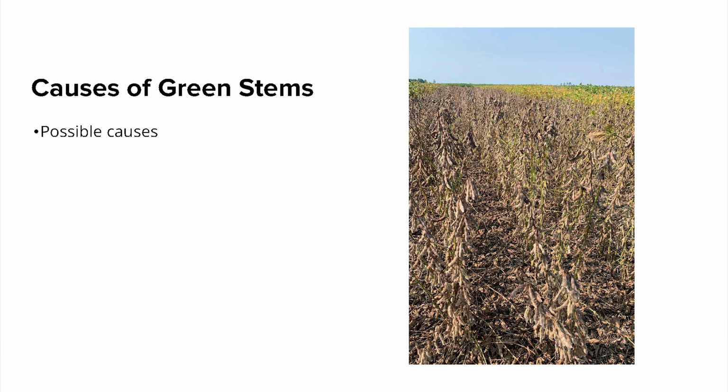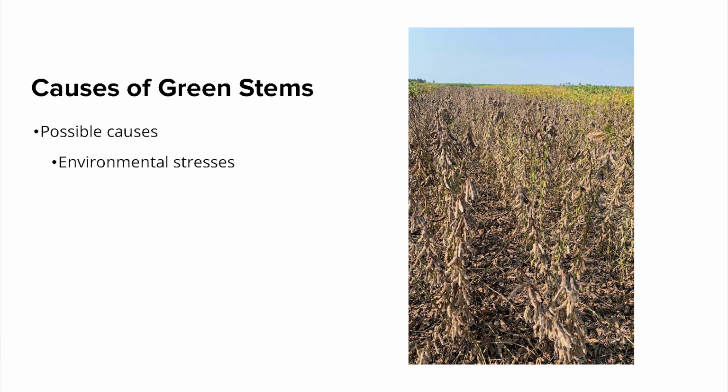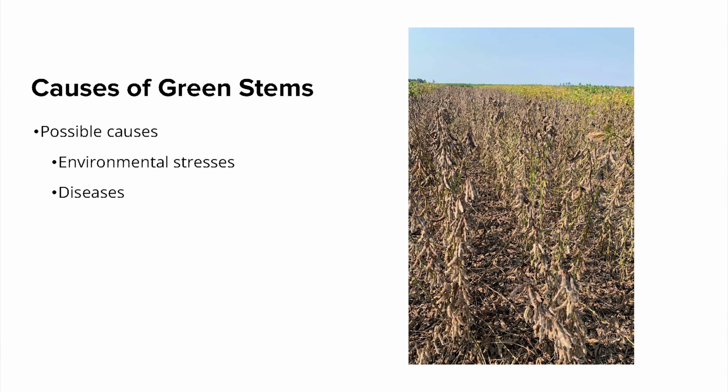Number one is the environmental stresses. This can be anything from drought stress to excessive rainfall to abnormal fluctuations in temperature. Again, these stresses, if they cause a decrease in pod development or seed development, can cause green stems in the plants. Certain diseases have been associated with green stems. These are typically viruses or phytoplasmas. Again, some of these diseases cause a reduction in the number of pods and the number of seed, and therefore we see green stems in certain situations with diseases.